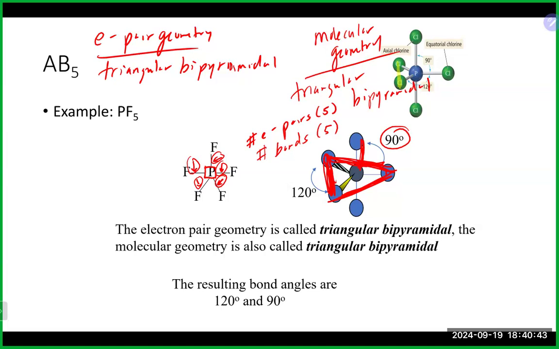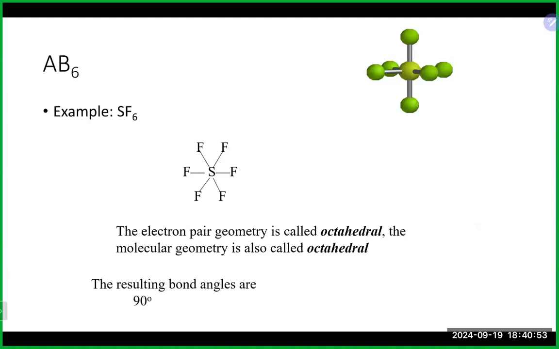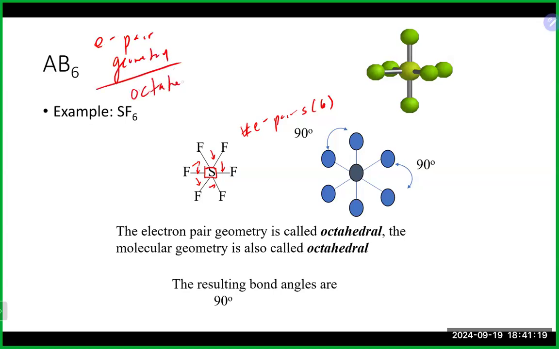Now, another expanded octet geometry, which will probably be new to you, is one where we go with 6 electron pairs around the central atom. And when we go with 6 electron pairs around the central atom, like we just drew there with our sulfur hexafluoride, looking here, 1 electron pair, 2 electron pairs, 3, 4, 5, and 6. So number of electron pairs is going to be 6 here. The electron pair geometry name for 6 is octahedral.